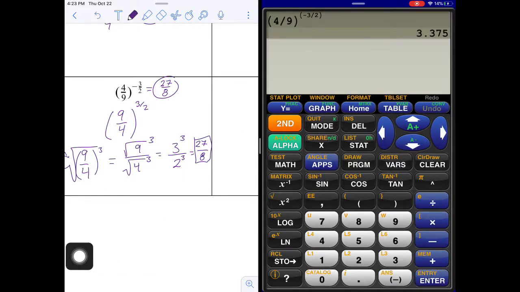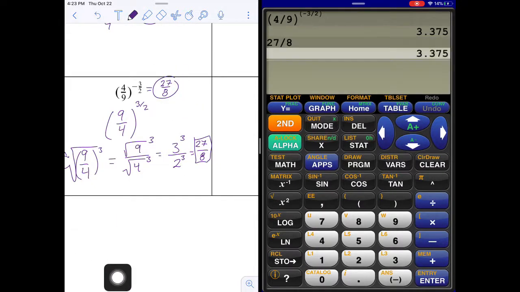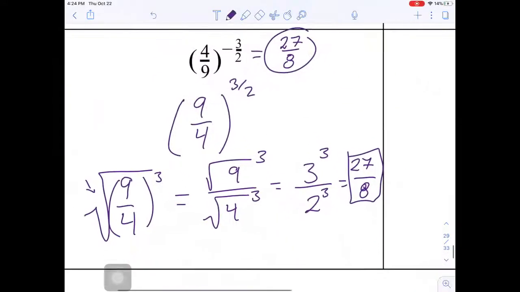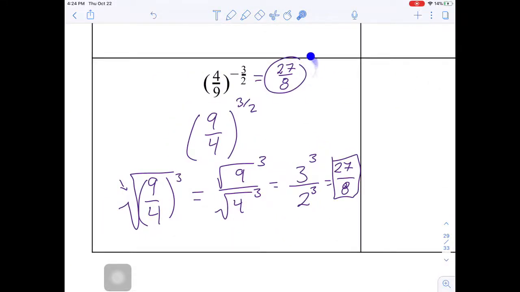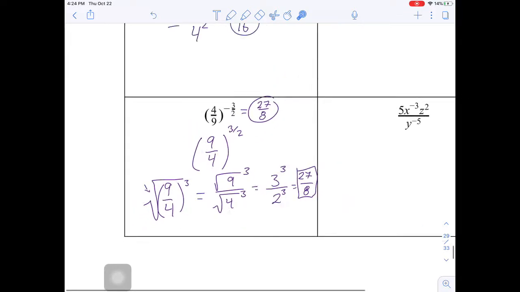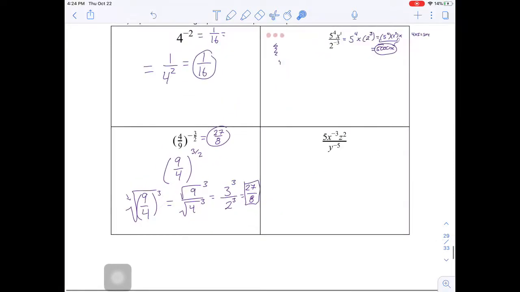Okay, so we get 3.375. So let's plug in 27 over 8. And again, of course, we get the same answers because these are the same solutions. They're representing the same numbers, just in a different way. Remember, this is wearing different pants here. It's the same expression, just in a different format.